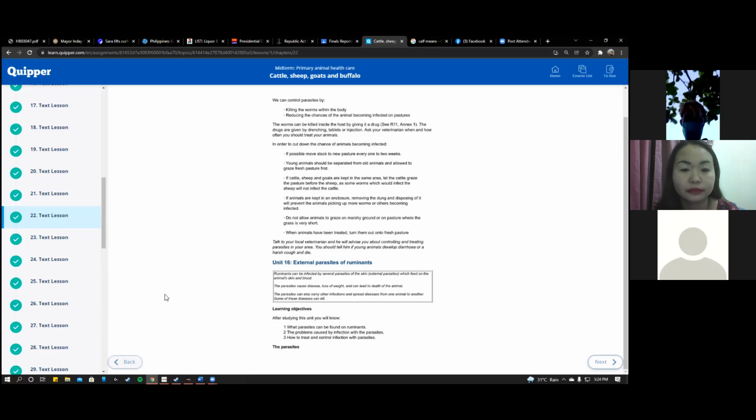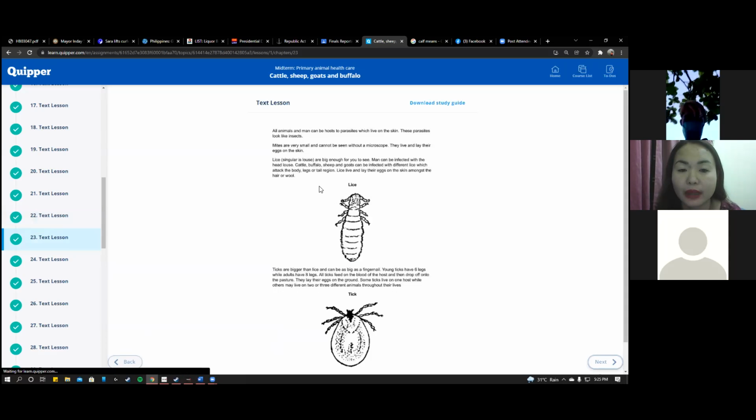So learning objectives, after studying this, you will know what parasites can be found in the ruminants, the problems caused by the infection with the parasites, how to treat and control infections with the parasites. All animals and man can be hosts to parasites which live on the skin.